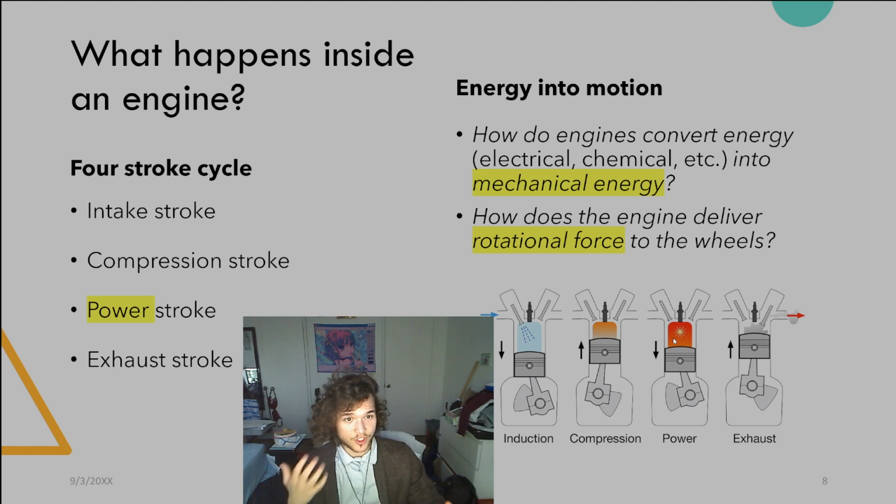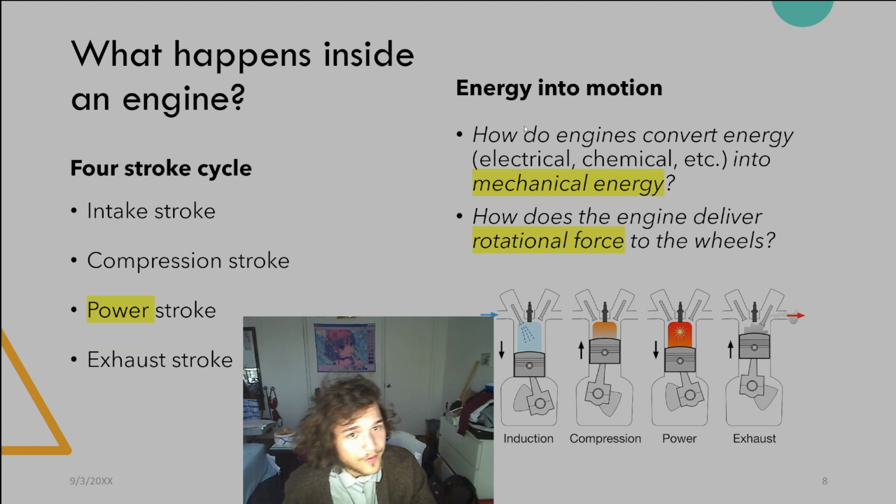This is where the energy is generated in the engine, when the piston is just pushed down like that. And there's only one other place for it to go. It moves back up after that. We call that the exhaust stroke, and that burned fuel is spit out, and now we have an empty cylinder ready for the intake stroke to happen again.